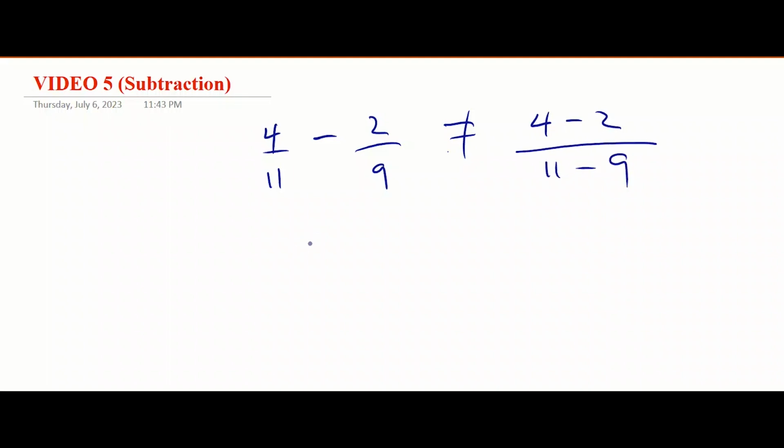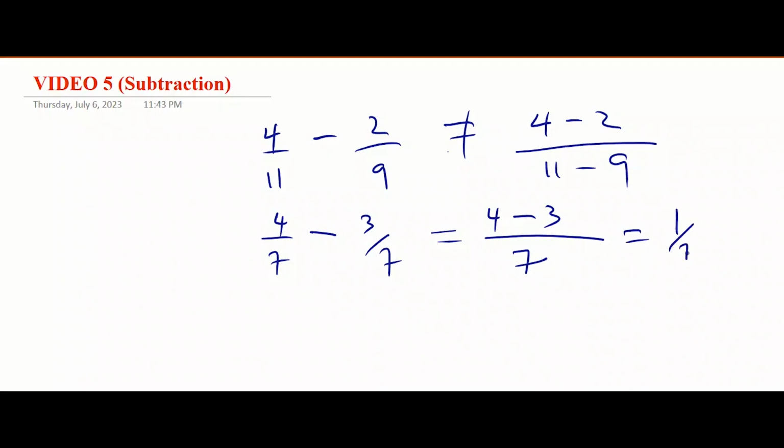If you have fractions like 4 out of 11 subtract 2 out of 9, it is impossible for you to say 4 minus 2 out of 11 minus 9. It is only possible when you have a common denominator. Take for instance 4 out of 7 subtract 3 out of 7. In this case, you can say 4 subtract 3 and write 7 here. Because they have the same denominator, you can subtract the numerators directly, and your final answer here will be 1 out of 7.